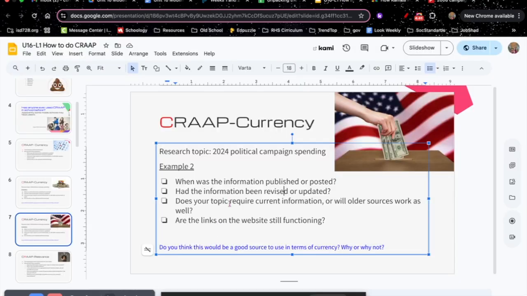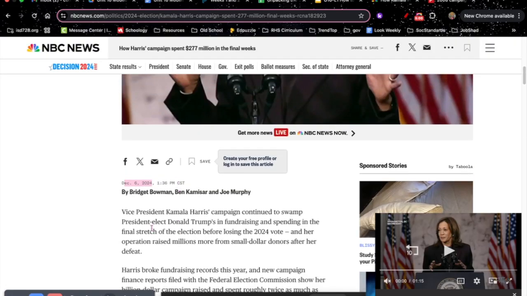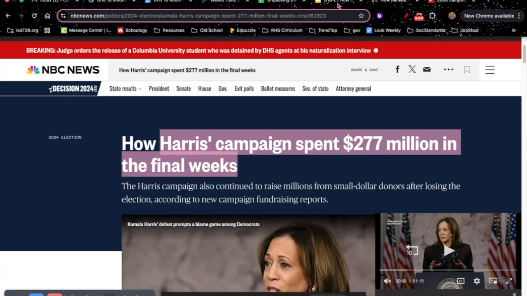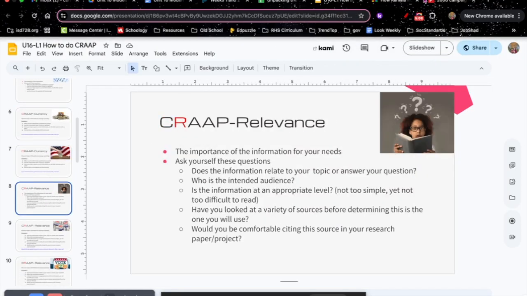So I'll pause here. Do you think this would be a good source to use in terms of currency? Why or why not? In my opinion, I'm going to say yes, because my research topic is about the 2024 political campaign spending, and it was published in 2024, and it's literally about the 2024 campaign. All right, let's move on. Let's go to relevance next.